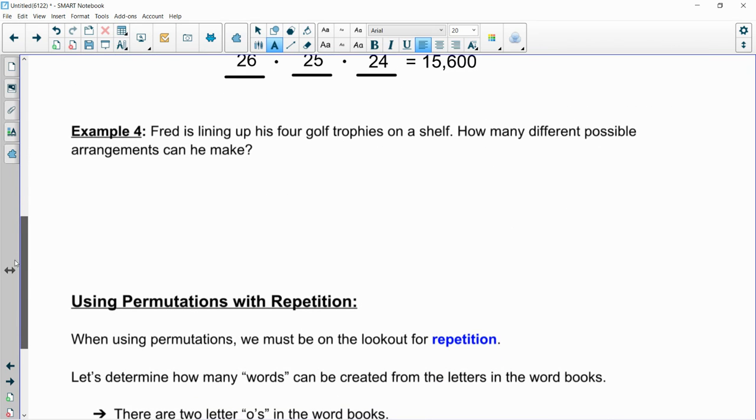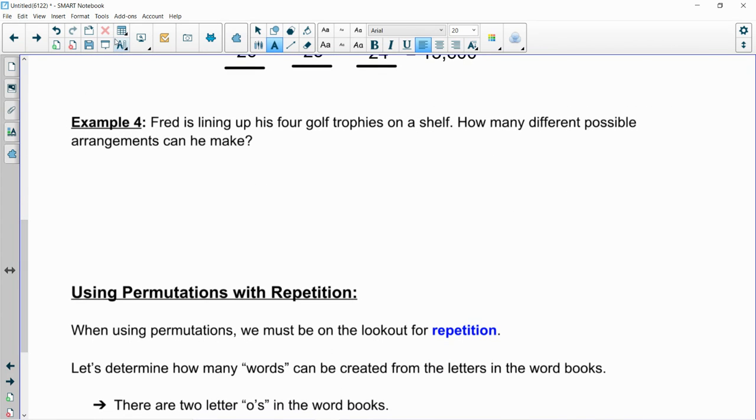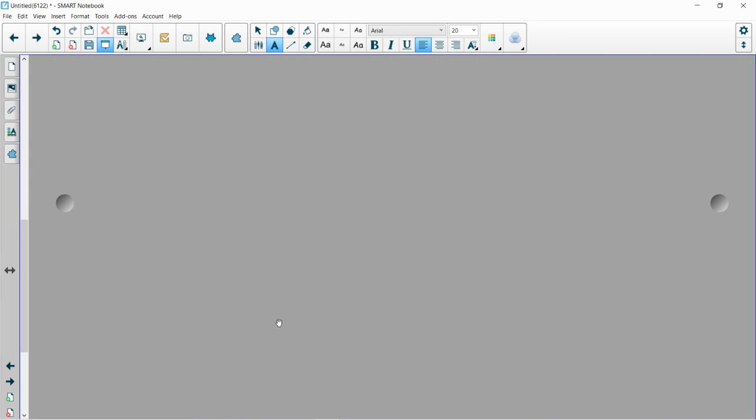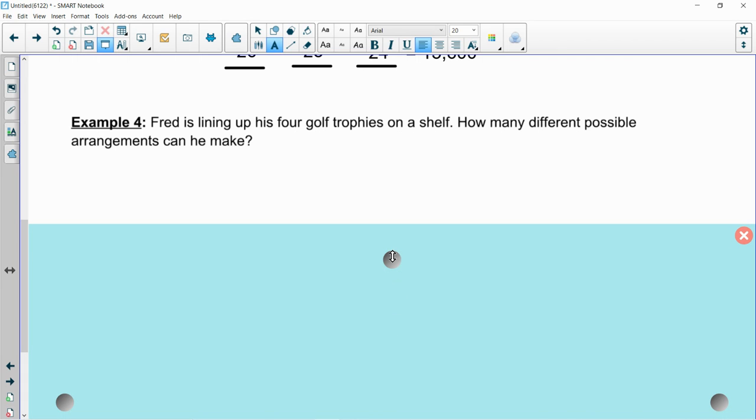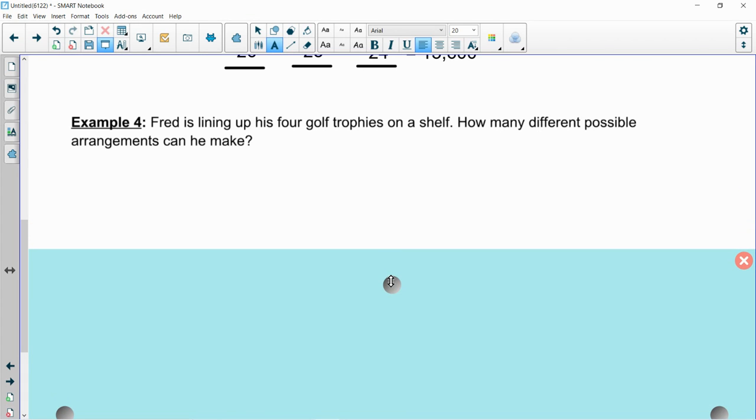All right, example number 4, we've got Fred, and let's just cover up the rest of this so it's not a distraction. There we go. He's lining up his 4 golf trophies on a shelf. How many different possible arrangements can he make? All right, so he's got 4 golf trophies. He's going to use all of them. So that means we're going to begin with 4 different line segments. So let's get our 4 line segments together. And there we are.